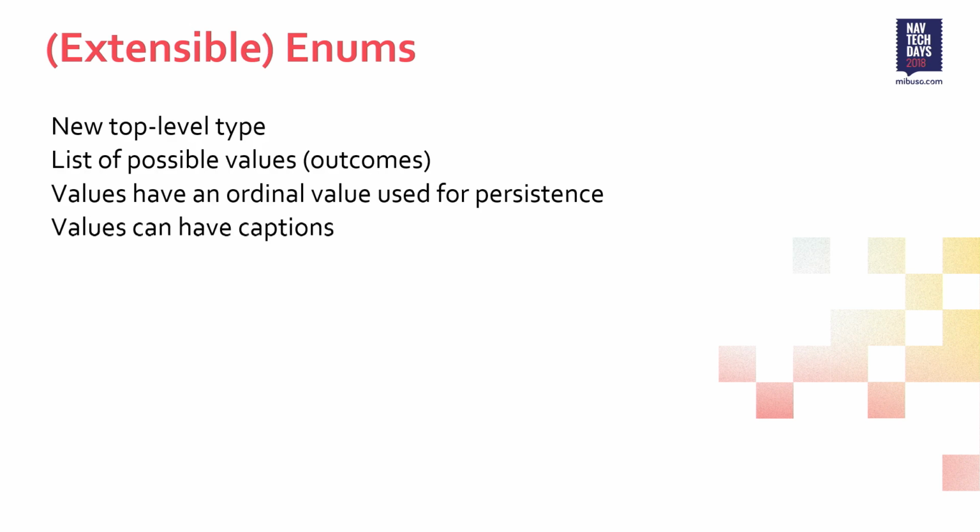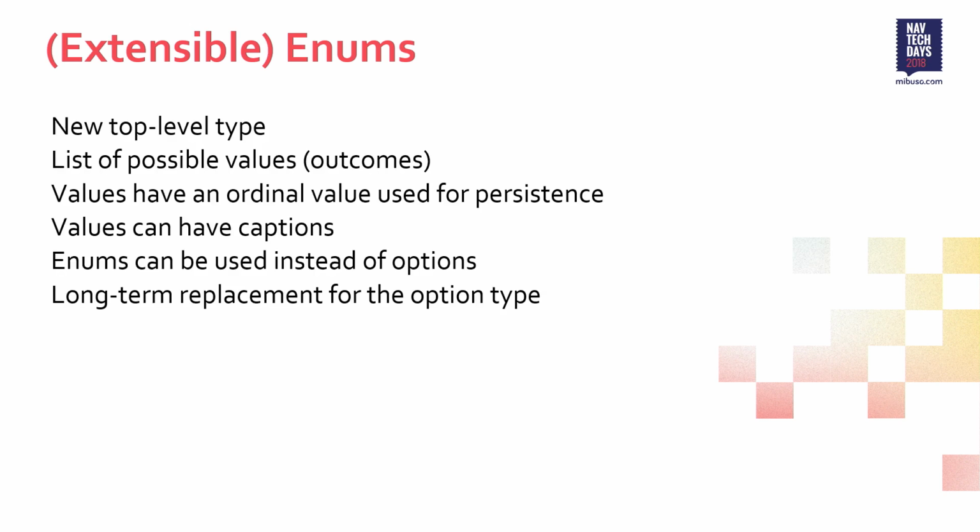And another problem with that construct was that whenever you define an option in C/AL, you have to repeat it all over the place. So if you had red, green, blue, you would have to type that in tons of times. So what we chose to do was basically to create a new top-level type, which we called an enum. Lack of imagination, we stole the name from C#. It's a similar concept, but just in AL.